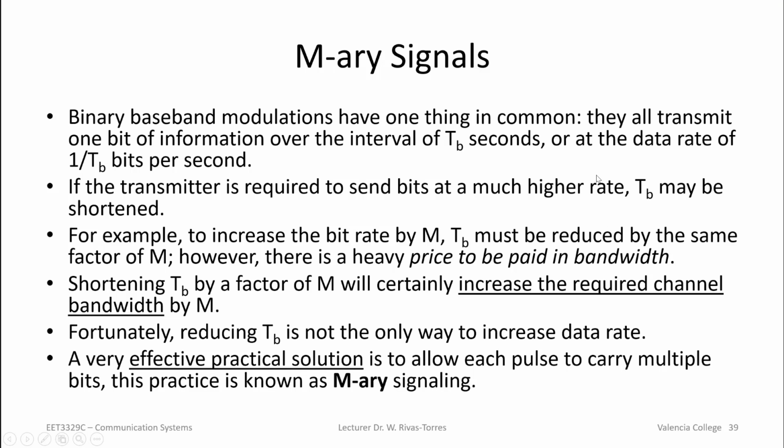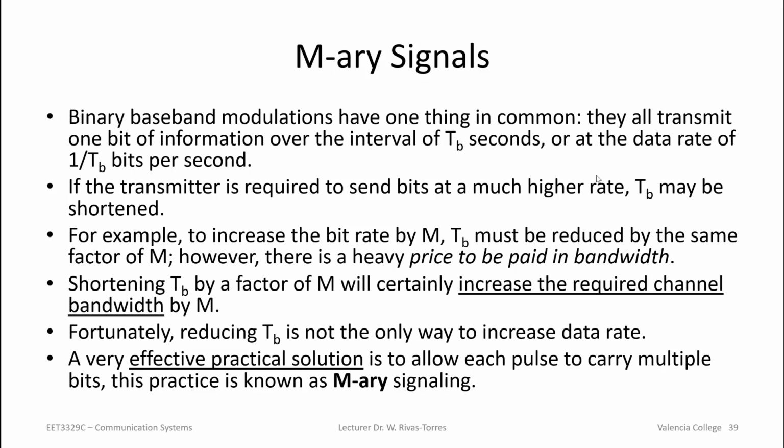So let's start by explaining what we mean by M-ary signals. The binary baseband modulations that we've been seeing so far have one thing in common. They all transmit one bit of information over an interval of TB seconds, which is the same as saying we're transmitting at 1 over TB bits per second. Right? So that's our transmission rate.